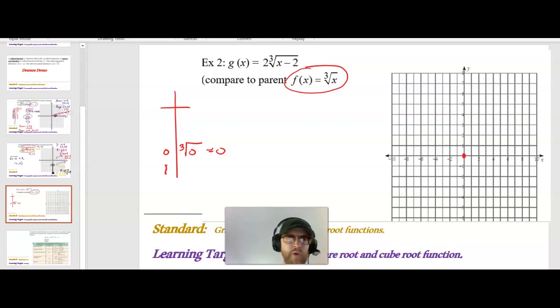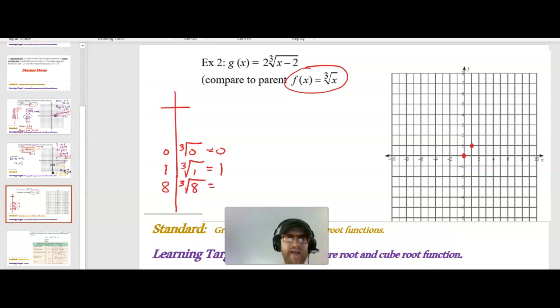The cube root of 1. The cube root of 1 is 1. So 1, 1. So far it looks like the square root function. But then I'm going to jump ahead, way ahead for a reason, just to make a nice and clean number.